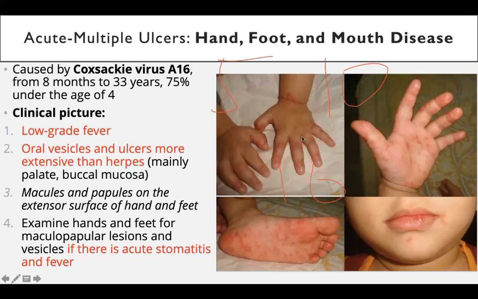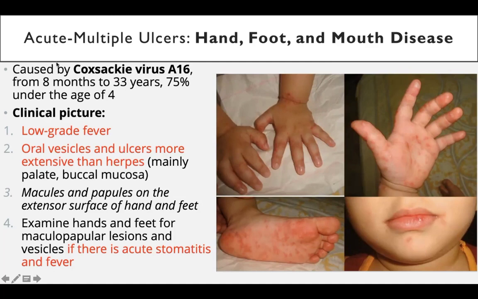So these are type A pathogens, types of Coxsackie A virus causing HFMD. Okay, perfect. So mainly on the extensor surface of what? Extensor surface of hand, foot. Extensor surfaces are these surfaces, but not limited to the extensor surface, because on the flexor surfaces you can also see the spread of these lesions and around the mouth.